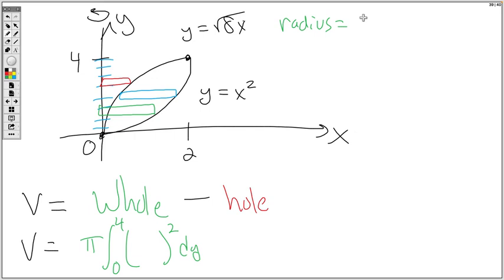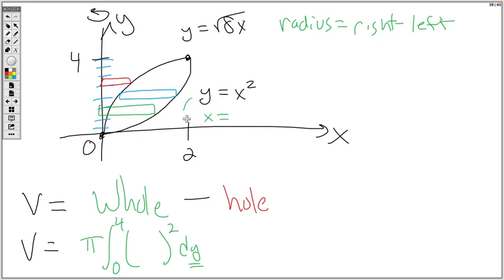So as always, for the disk method, the radius is the distance from the curve to the axis of rotation. In this case, we take the right minus the left, but we have to have everything in terms of y's now. You follow? So I need a function of y. So I look here for this curve.